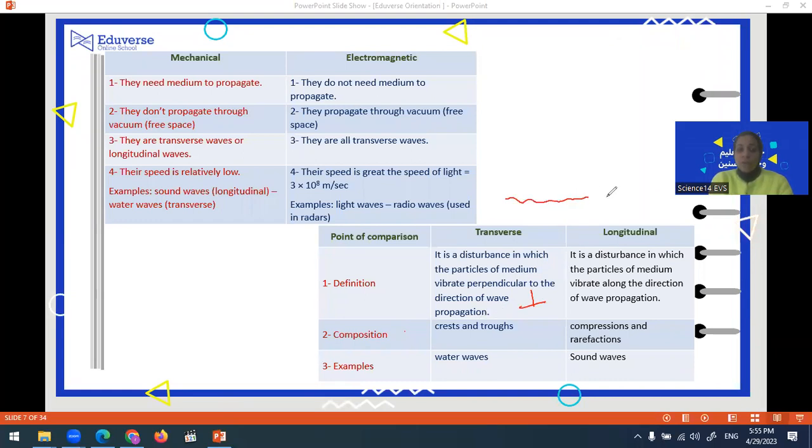For example, the wave is moving like this, and the vibration of the particle will move like this. Okay, this is the transverse wave. They are composed of crests and troughs. Examples like the water wave, for example.